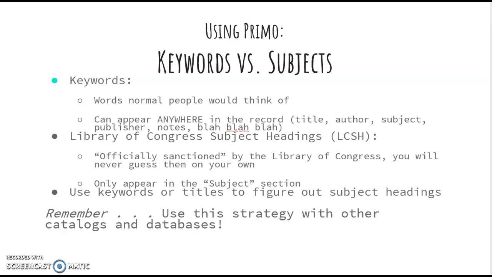So, keywords versus subjects using Primo. Keywords are words normal people would think of. They can appear anywhere in the record, like the title, author, subject, publisher, notes, etc. Library of Congress subject headings are officially sanctioned by the Library of Congress, and you'll never guess them on your own. They only appear in the subject section, so you're going to use keywords or titles to figure out the subject heading and get other results. So remember to use this strategy with other catalogs and databases as well.